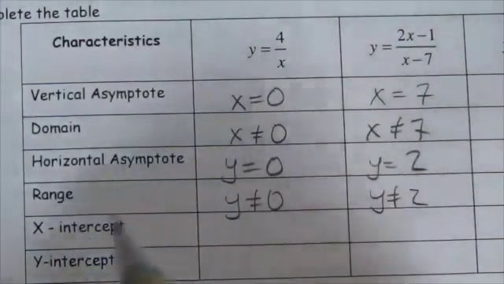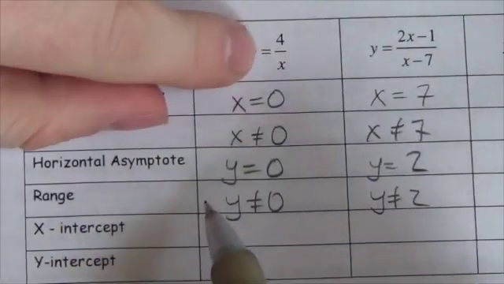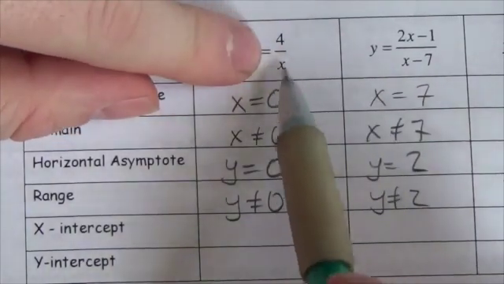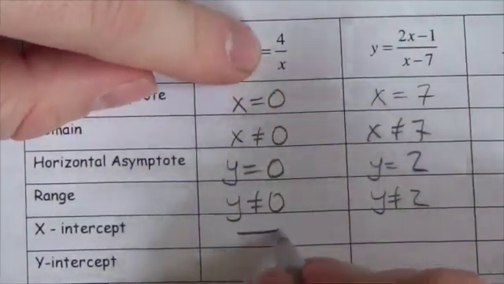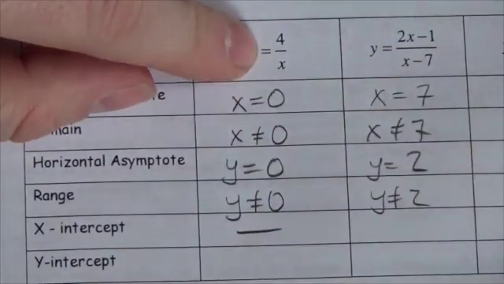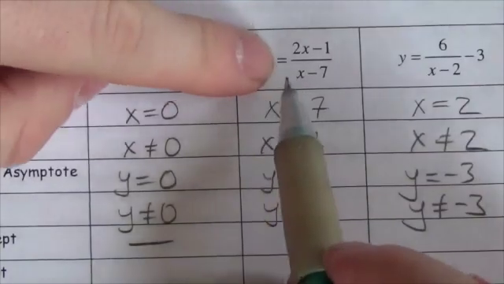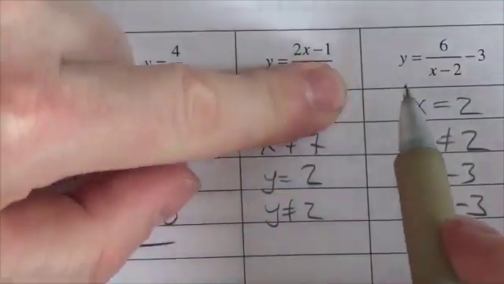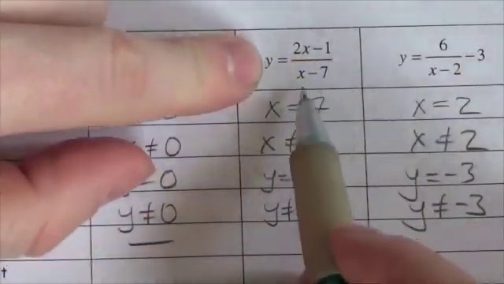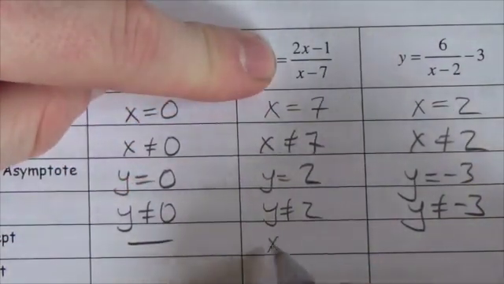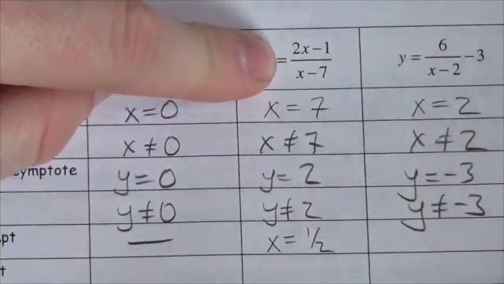Now our x-intercept is going to be where y is equal to 0. Well, there's no value of x that'll make that true, so there is no x-intercept here. The x-intercept is going to be what makes y equal 0. Well, the denominator has no say on that. It's only going to be where the numerator goes to 0, and that's going to be when x is equal to 1/2. That will make y equal to 0.